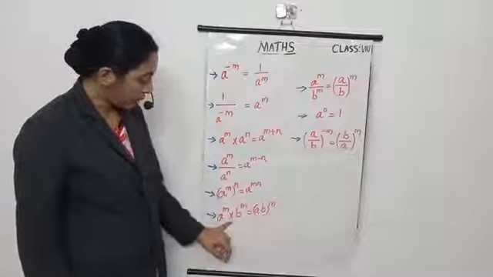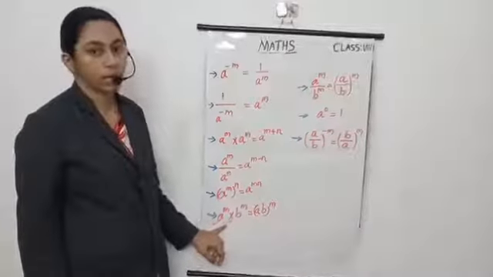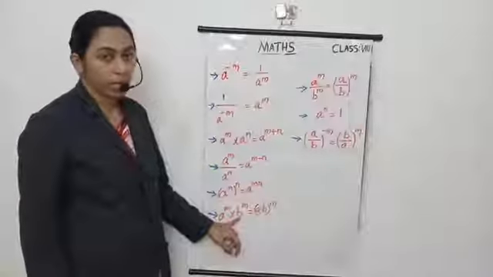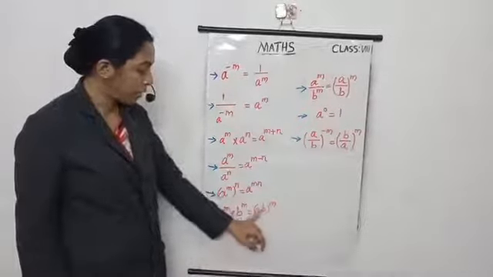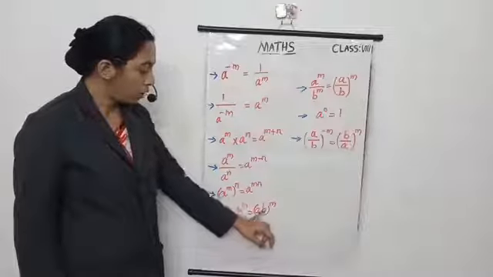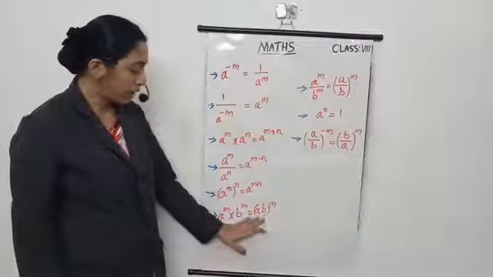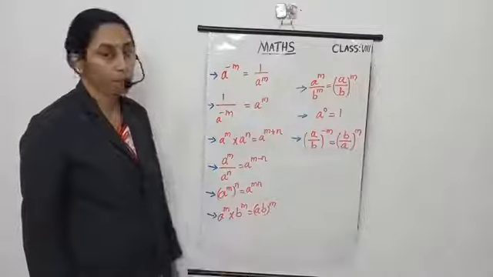Now a raised to m into b raised to m. Here the bases are different, a and b, but the exponents are the same. So we can multiply the bases and write it all raised to m. Take m for both the bases. That is a into b all raised to m.